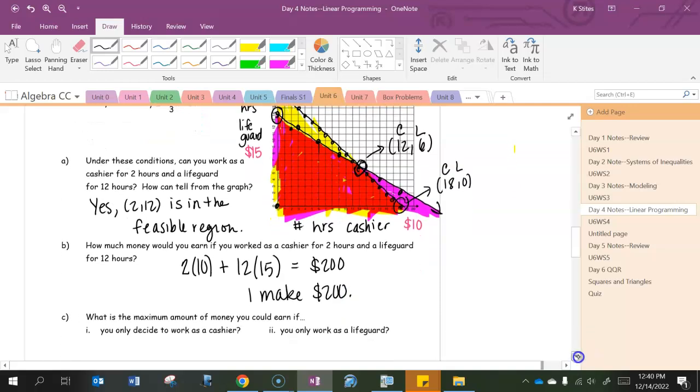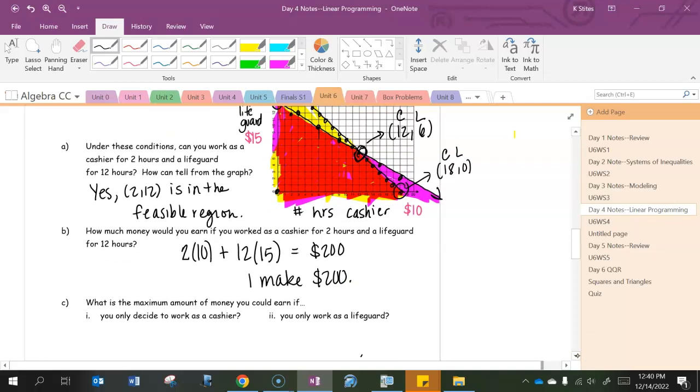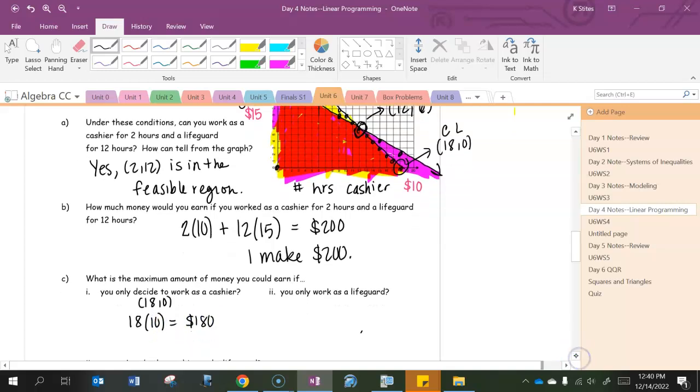Okay. All right, so now what is the maximum amount of money you could earn if you decide to only work as a cashier? So if we're only working as a cashier, we're going to look at our vertex that's only a cashier. That's this guy right here. So that's this point, 18, 0. That's 18 hours as a cashier. And I know I make $10 an hour. So that's going to be $180. I make $180.